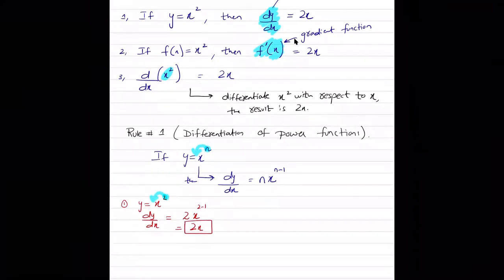Let's take another example. y equals 3x squared. So as per the rule, if I want to differentiate this equation, if I want to find the derivative, I would multiply the power with the coefficient of x. So 3 times 2, it is going to be 6. And the power is going to be reduced by 1. So 2 minus 1. So at the end, I'm going to get 6x.